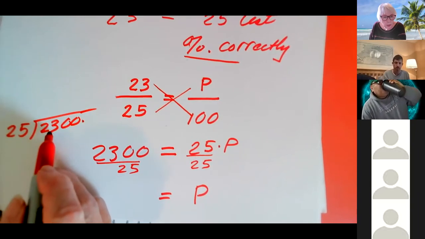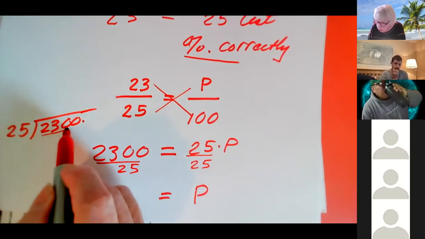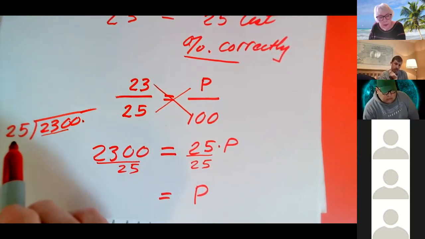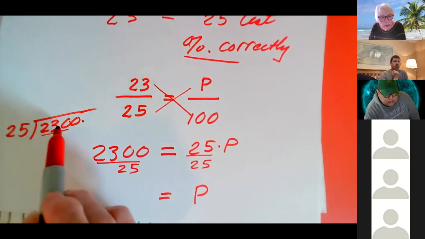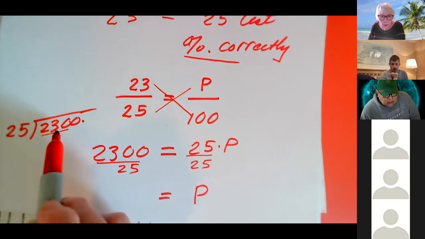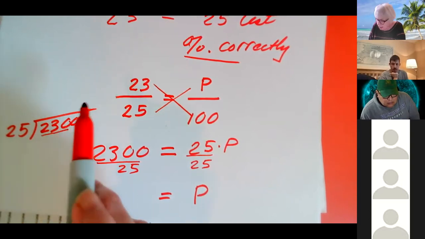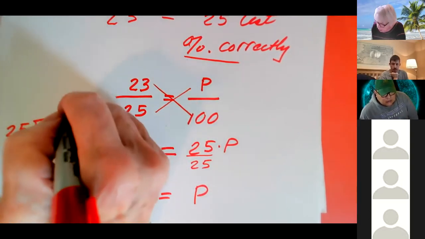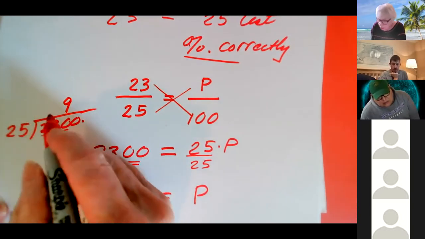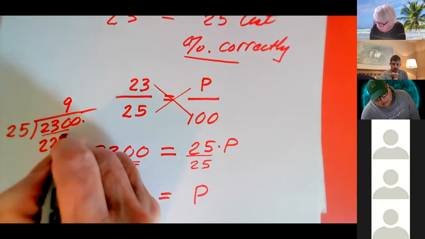25 doesn't go into 23, but it will go into 230. Think if this is money, this will help you. Think of quarters. How many quarters in $2.30? 4 for the first dollar, 4 for the second dollar, and 1 more for that last bit. It'd be 9, wouldn't it? 9 times 25 is 225.